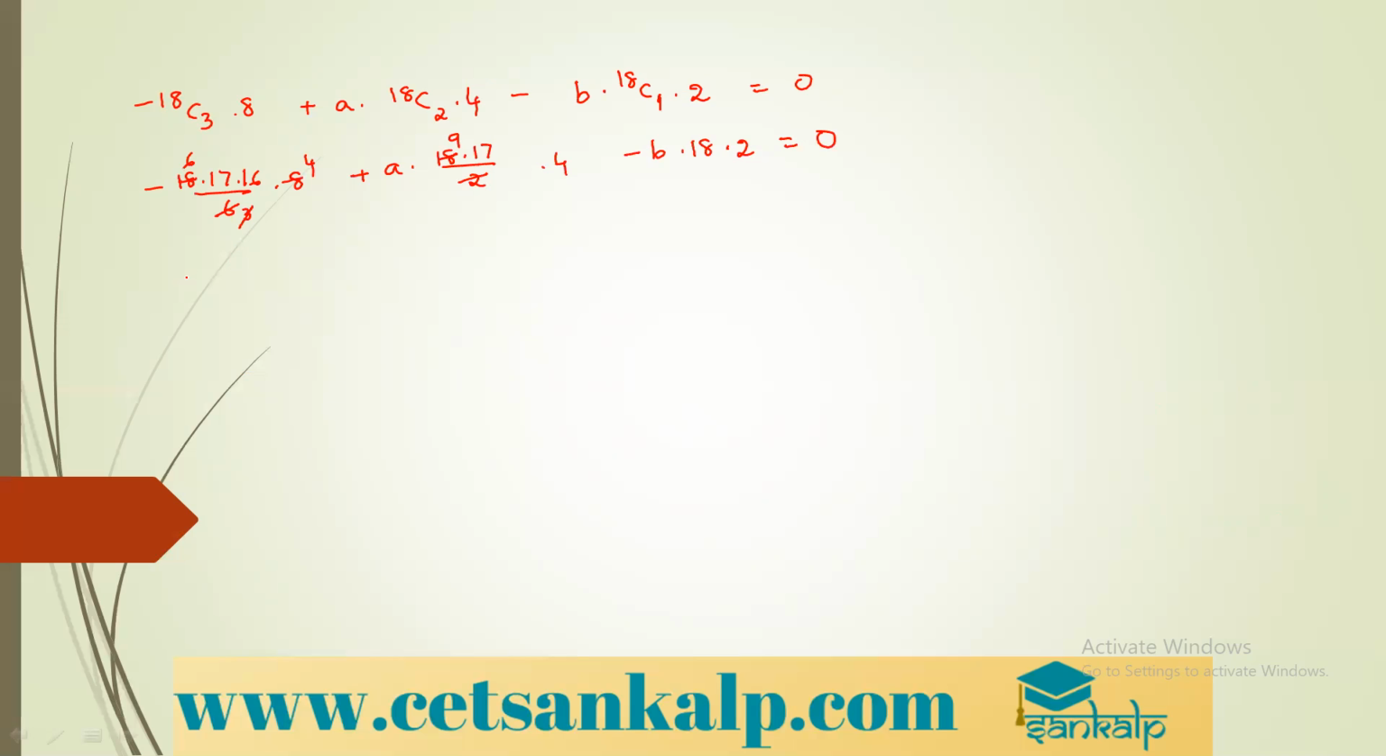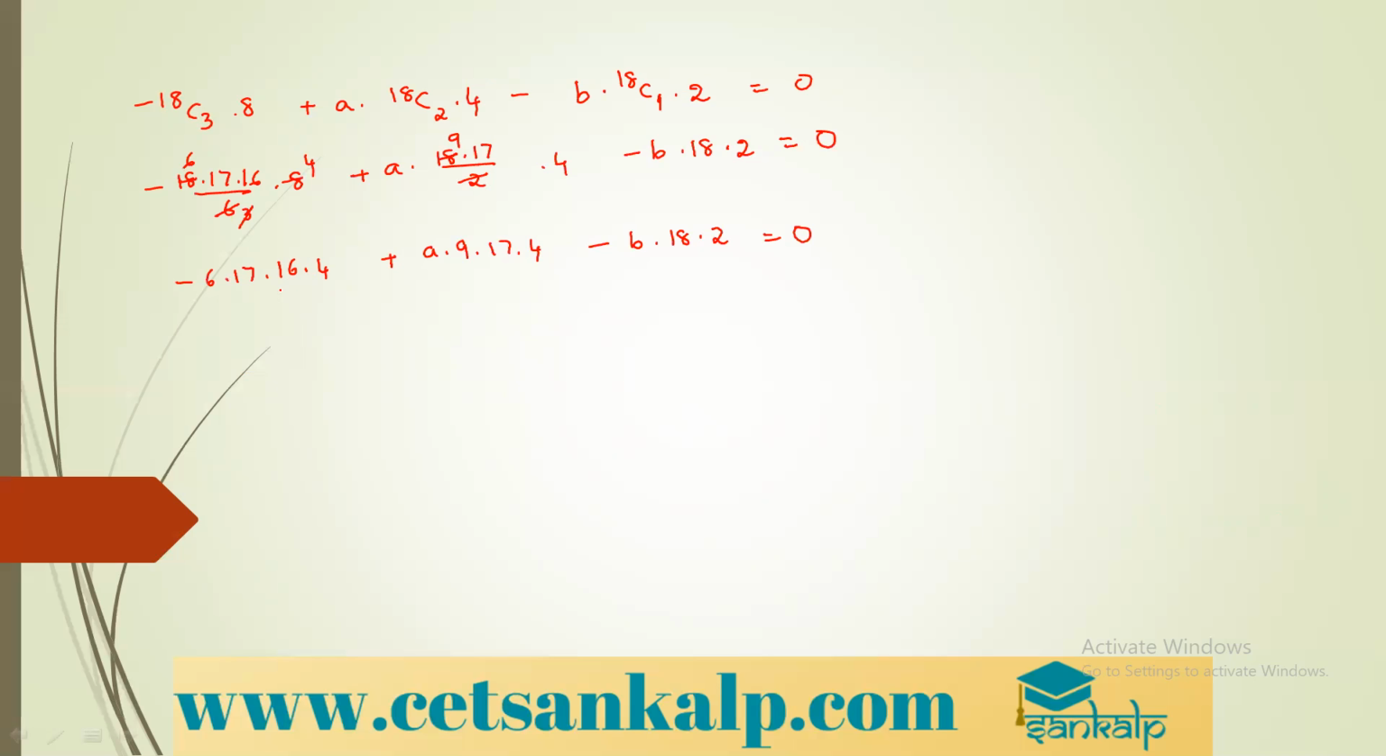That means what I will have? Minus 6 into 17 into 16 into 4, plus a into 9 into 17 into 4, minus b into 18 into 2, equal to 0. I can take out common factors and make it 0, so that my equation will be reduced. I will get a simple equation. What will be that simple equation?